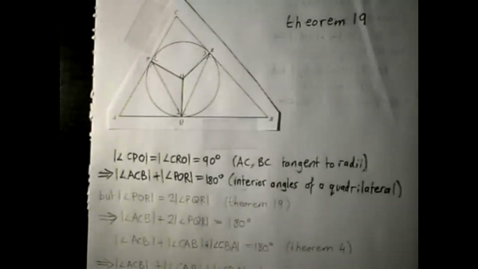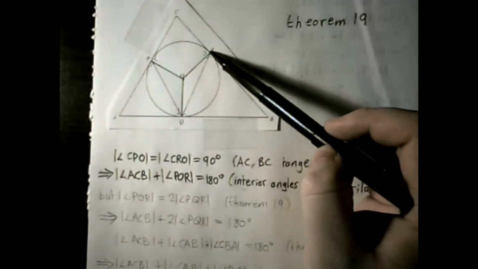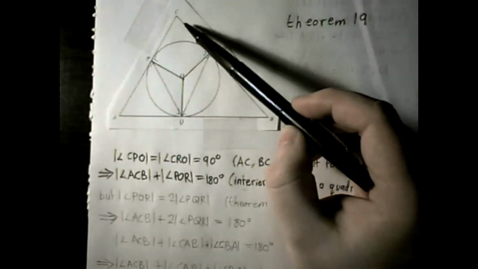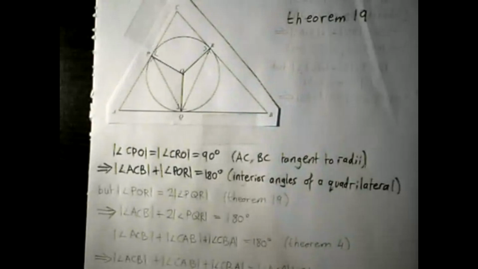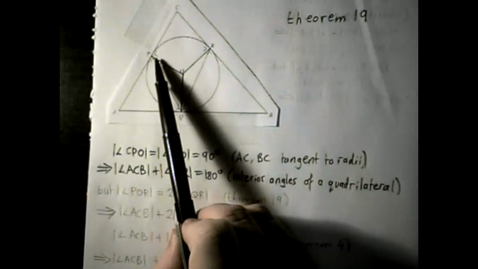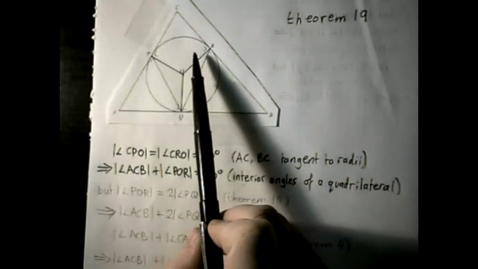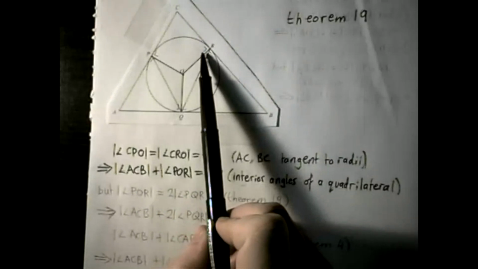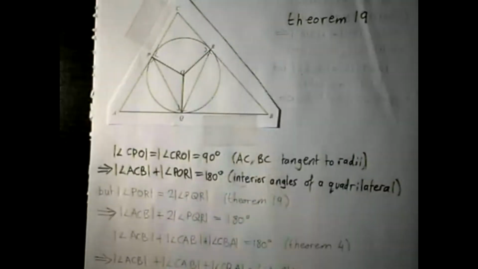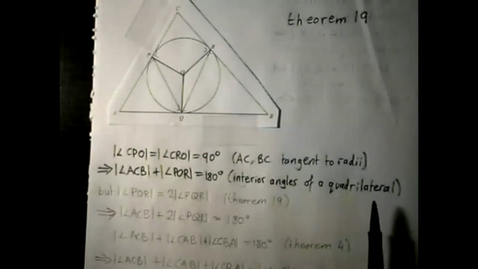Using that information then, I can say that this quadrilateral here, of course, the interior angles add up to 360, which is true for any quadrilateral, but if these two angles here, CPO and CRO, are 90 degrees each, then the other two angles must then add up to 180. So that just comes from the interior angles of a quadrilateral being 360.